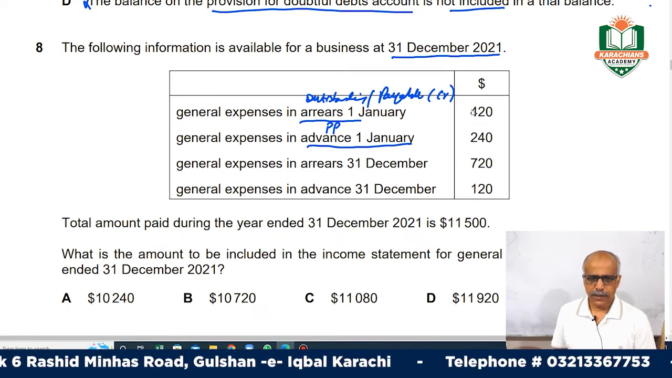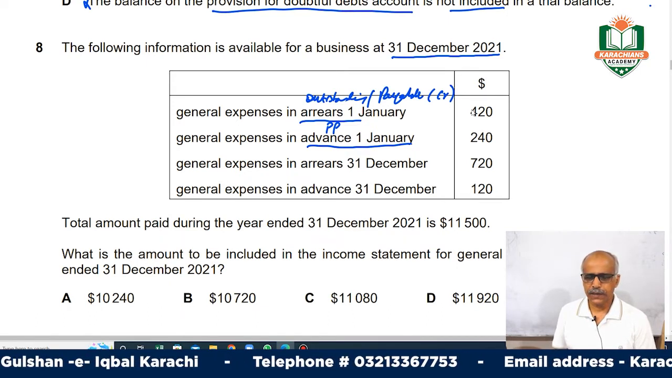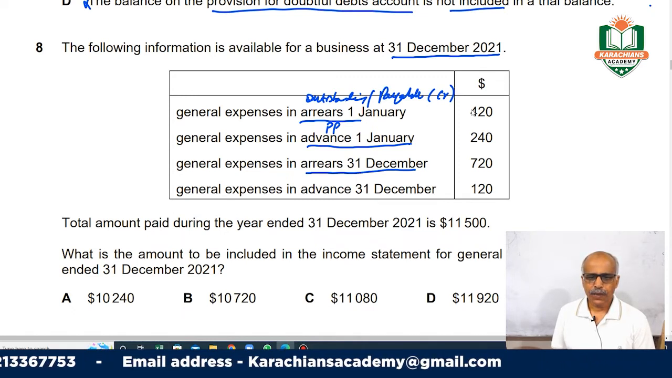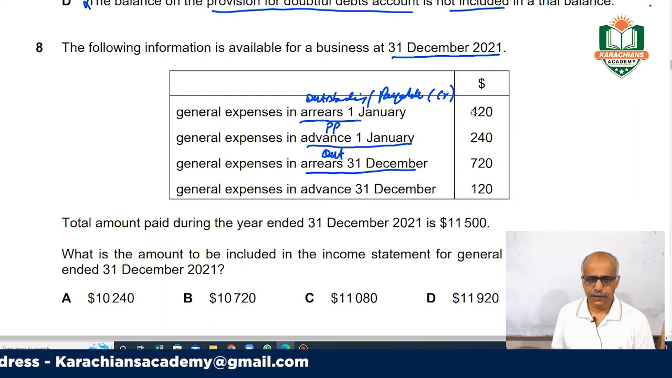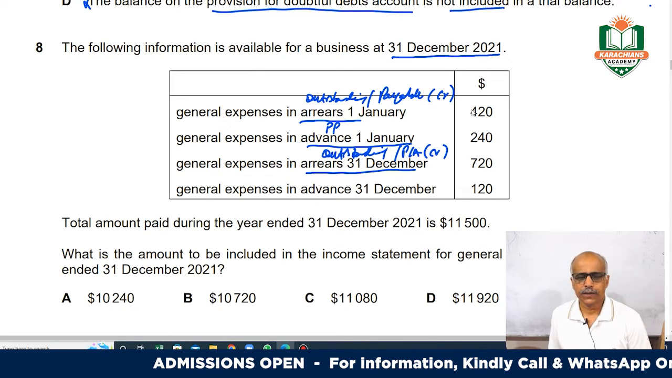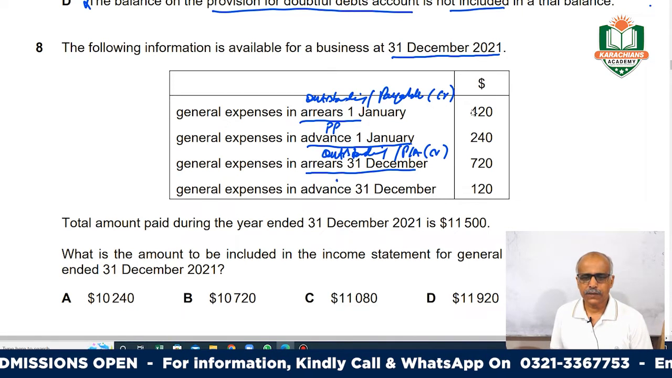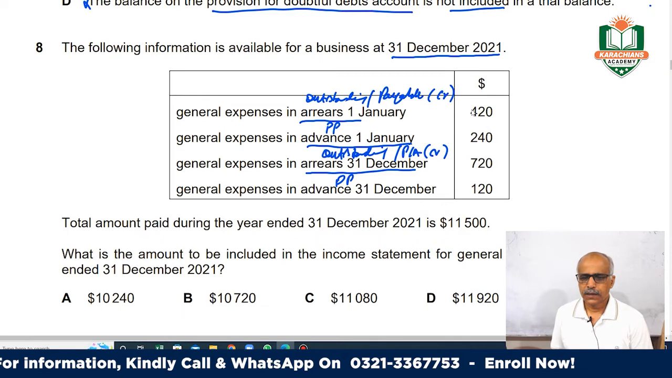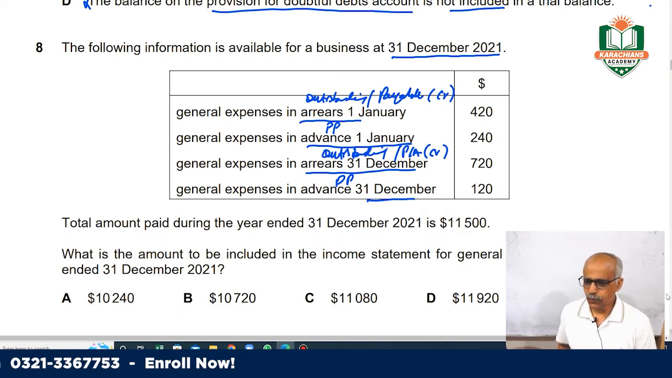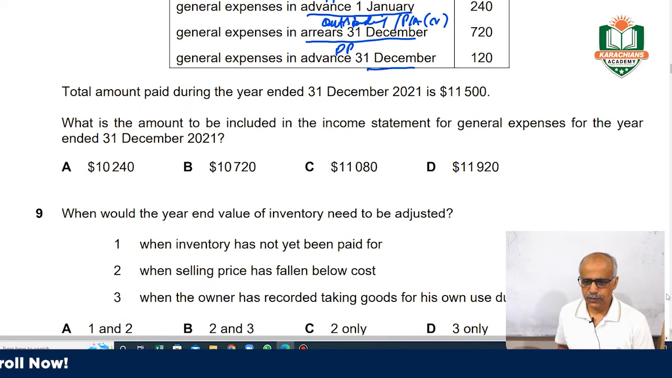Likewise, they have given general expenses in arrears on 31st. Again, they are outstanding or payable, a credit balance of closing. This is for closing balances. And this is advance, prepaid on 31st of December. And what is required here, just see what is required here.